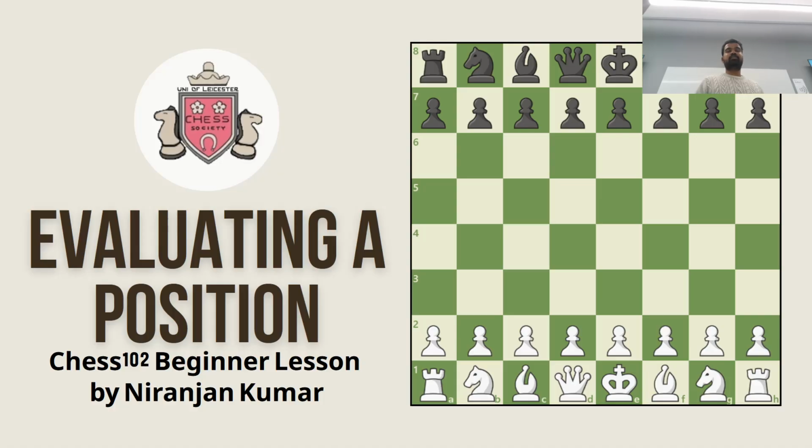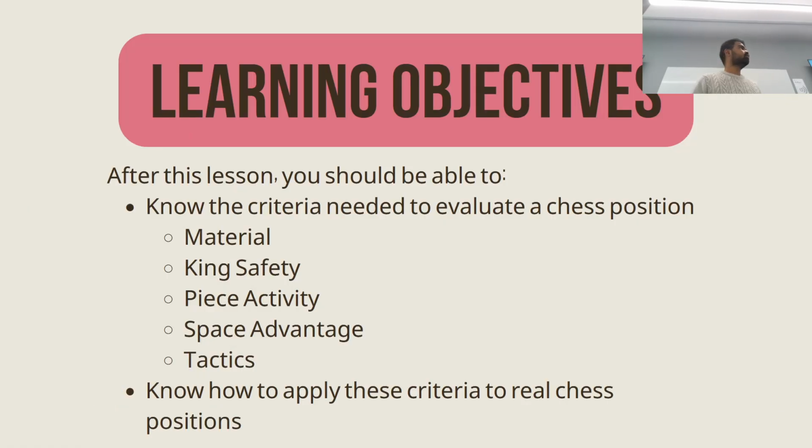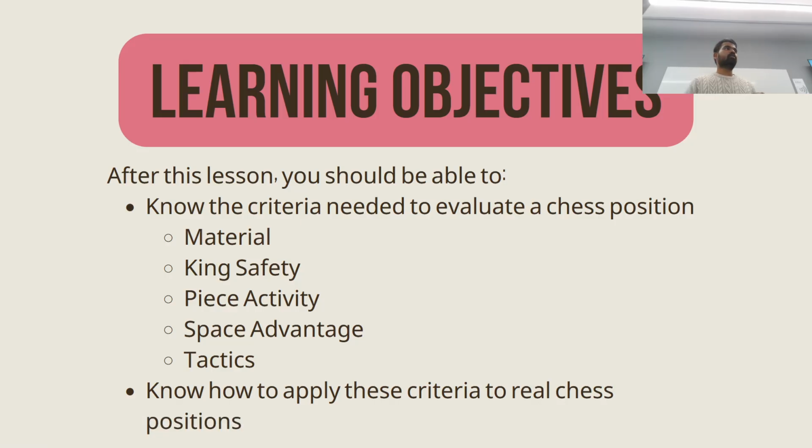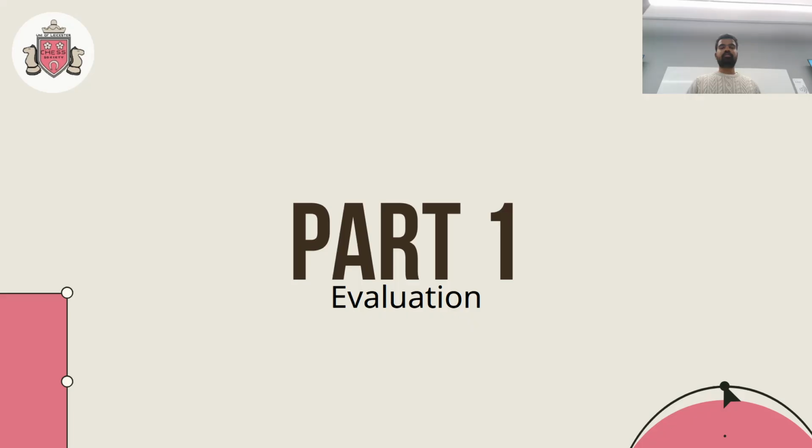Basically, I've got some learning objectives for you guys. After the lesson, you should know the criteria needed to evaluate a chess position, all of these 5 criteria over here. And we're going to figure out how to apply these to real chess positions. You already know the drill. I'm going to split the session into 2 halves. First half is all theory. Second half, you get to play each other.